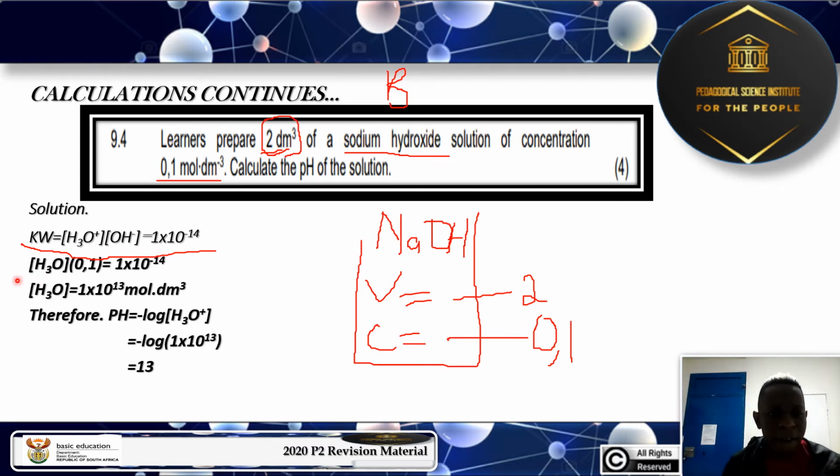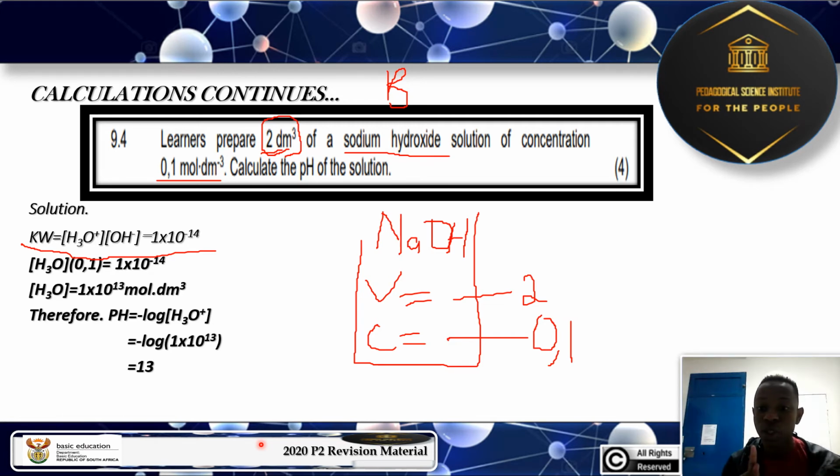That's why we're going to say the concentration of hydronium times the concentration of the base, which is 0,1, is equal to 1 times 10 to the power negative 14. Then how are we going to get our concentration of hydronium? We are going to divide by 0,1 on both sides. Therefore, the concentration of hydronium will give us what? 1 times 10 to the power 13. You can see that. Then now we have the concentration of an acid, which is 1 times 10 to the power 13.